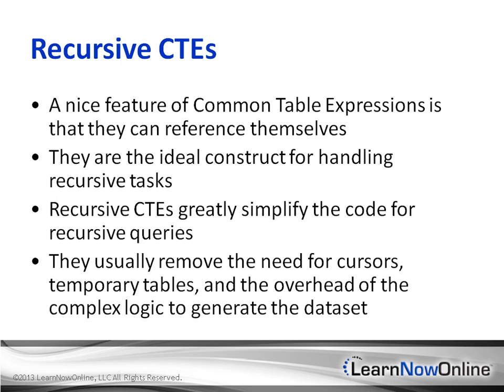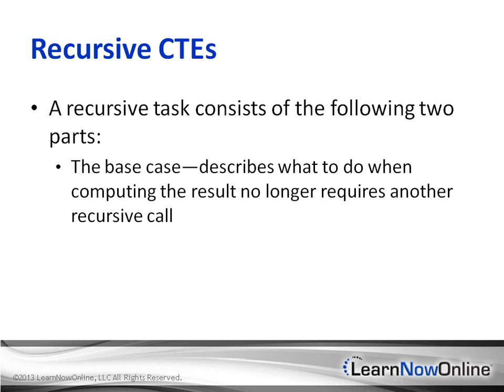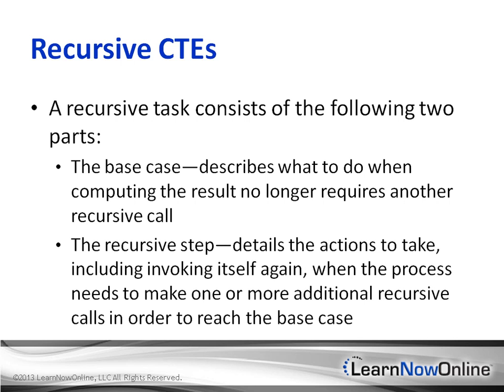They remove the need for cursors, temporary tables, and the overhead of complex logic to generate that data set. There are two parts to a recursive task. The base case, which describes what to do when computing the result no longer requires another call to the function. And then there's the recursive step. That contains the details of the actions to take, including calling the function again when the process needs to make one or more additional recursive calls in order to reach that base case.